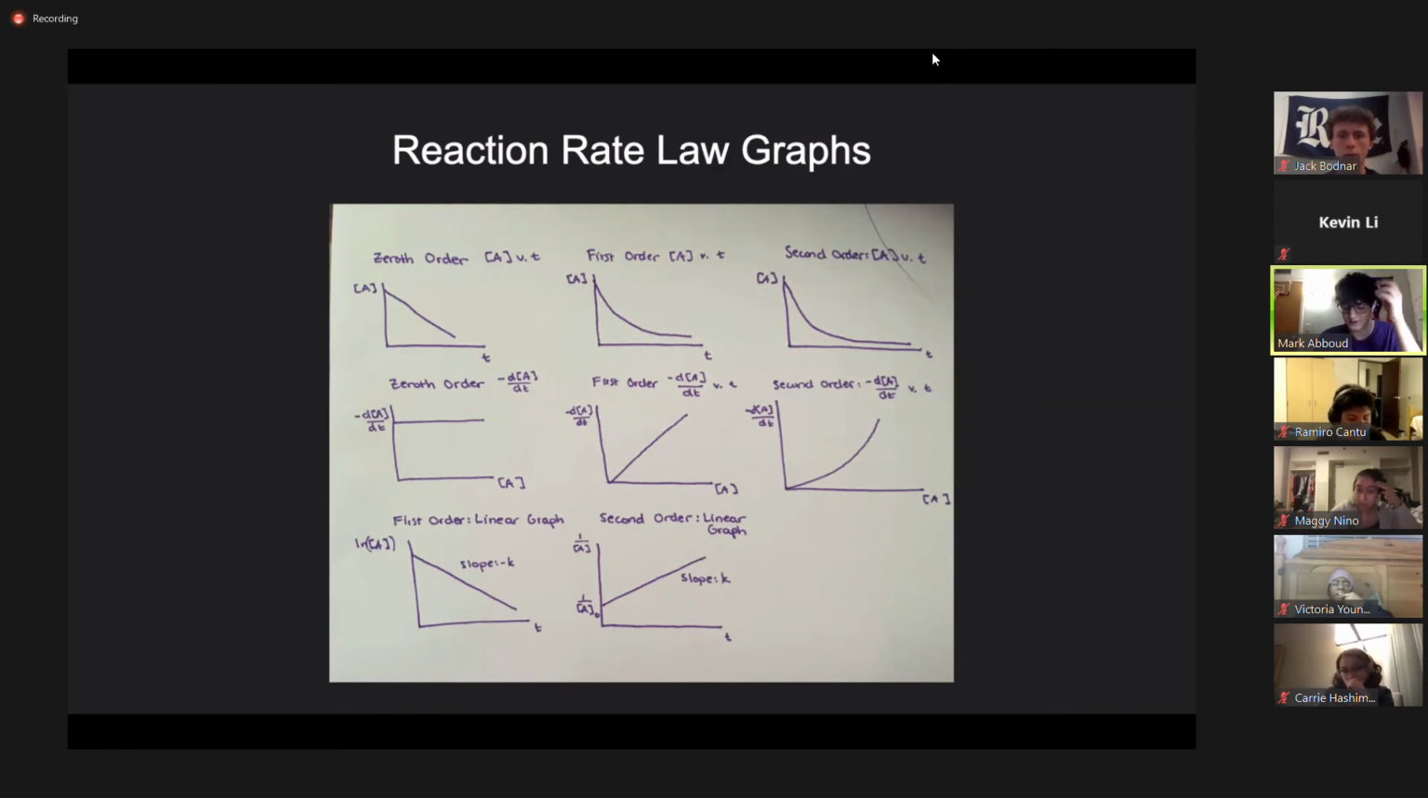I don't think you can draw anything because the test is online. I might be wrong, but I'm pretty sure that's not the case. But regardless, you still need to know these graphs.